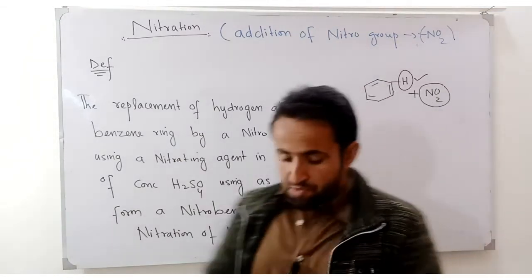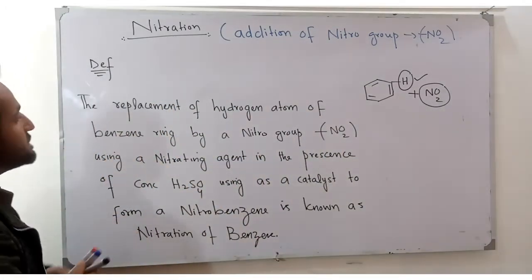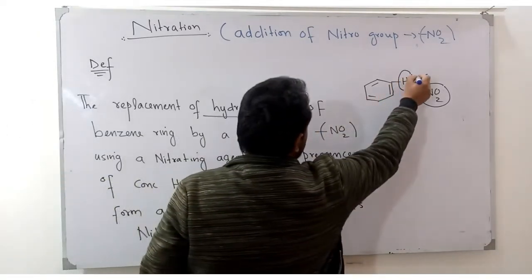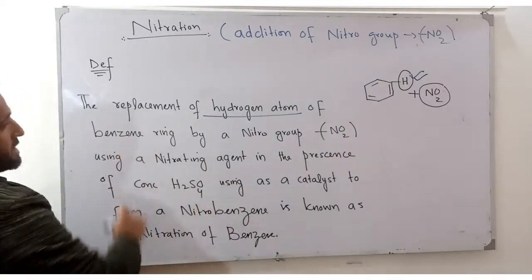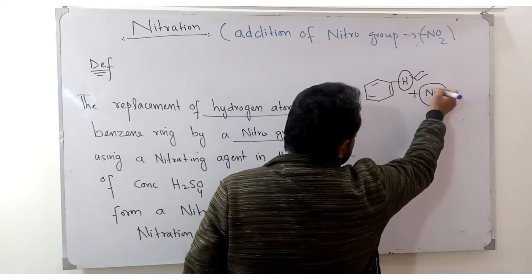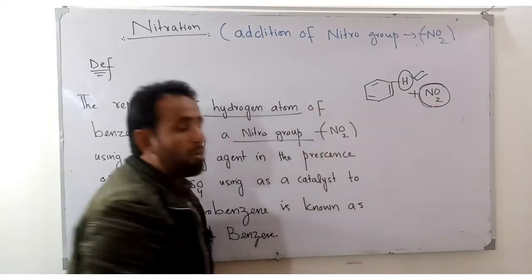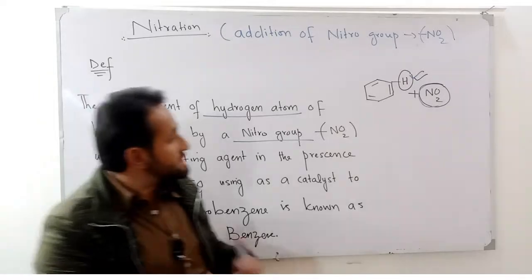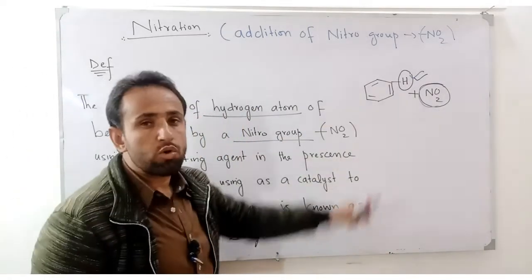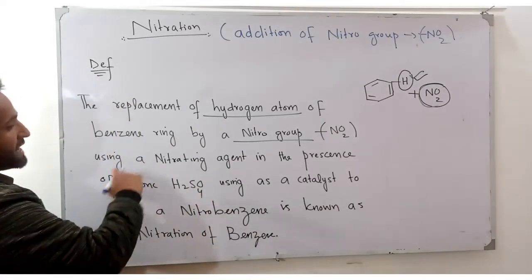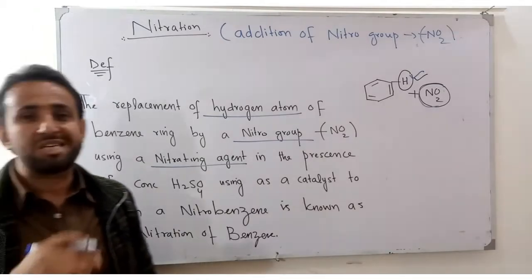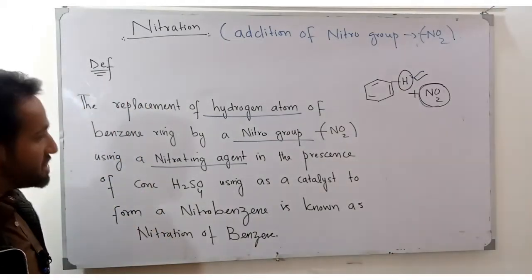What is nitration? Nitration is simply the replacement of the hydrogen atom. Here we will replace one of the hydrogen atoms of the benzene ring by a nitro group. From which kind of sources do we obtain this nitro group? We obtain this nitro group from some nitrating agent. We will discuss what a nitrating agent means in the general reactions.